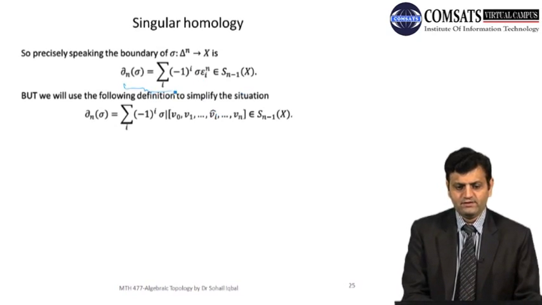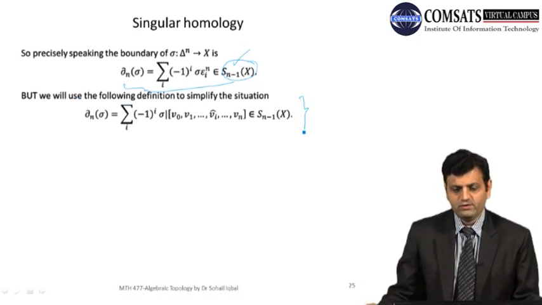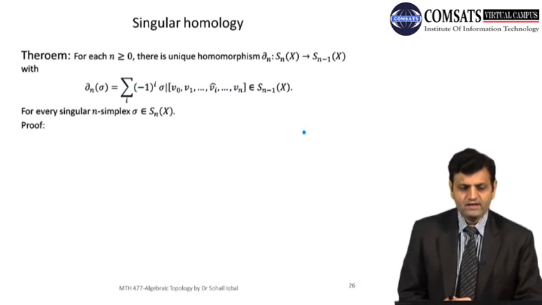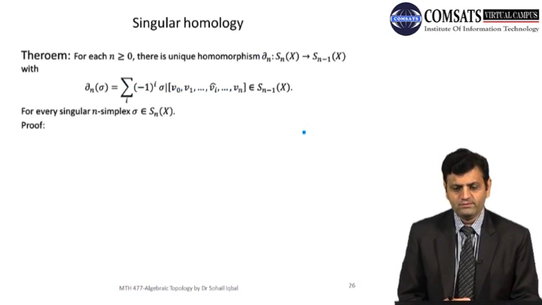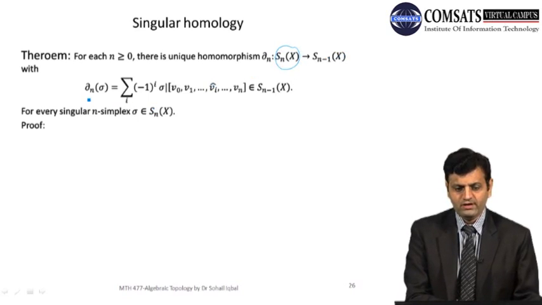Okay, so sigma epsilon i n belongs to this free abelian group. But we will use the following definition to simplify the situation, as I said earlier, since it will not disturb our calculations of homology. For each n greater than or equal to 0, there is a homomorphism from this free abelian group Sn of X to Sn minus 1 of X. So how to define this? We have already defined what is the boundary of a singular n simplex. Okay, so that's how we define the boundary of a singular n simplex.